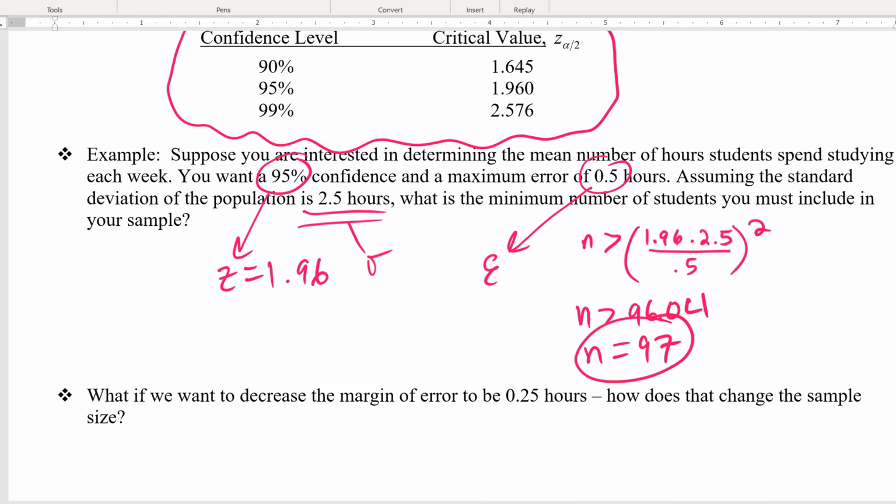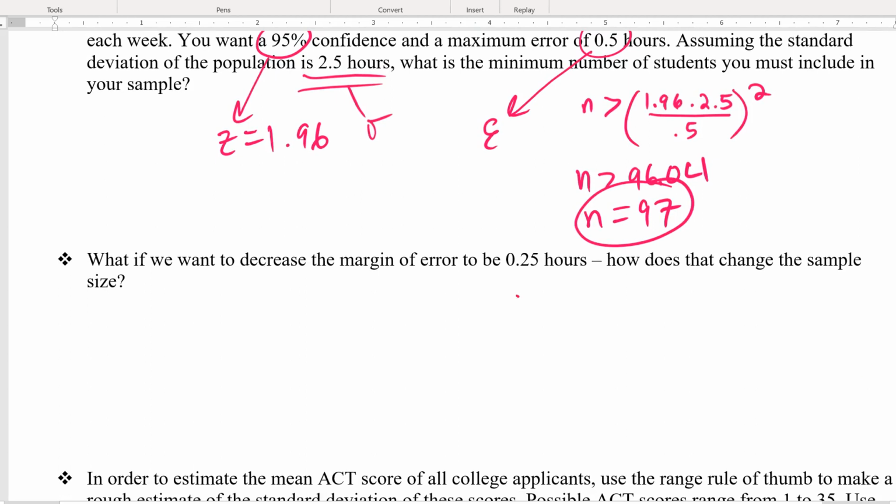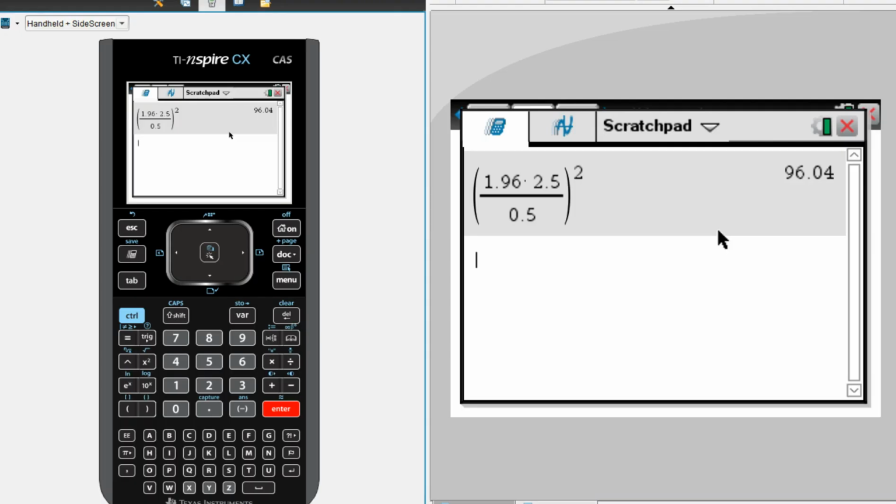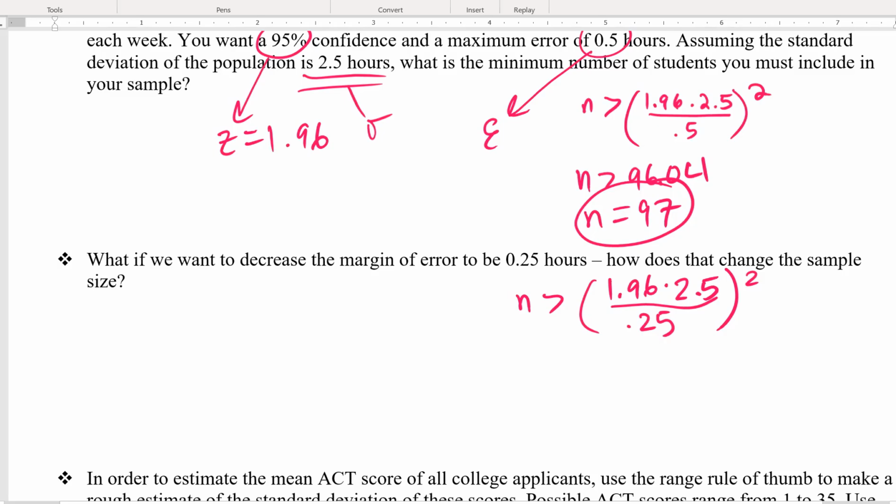Okay? What if we wanted to decrease the margin of error to 0.25? Z-score would stay the same. Standard deviation would stay the same. Error would now be 0.25. So I go up here and change that 0.5 to a 0.25. 384.16. So that means how many? 385.